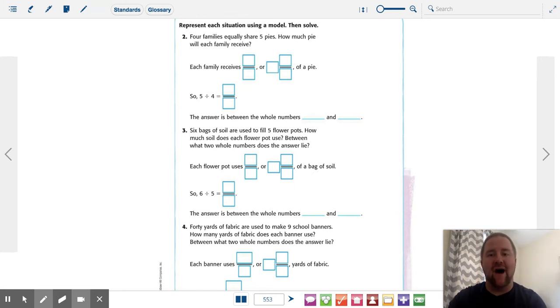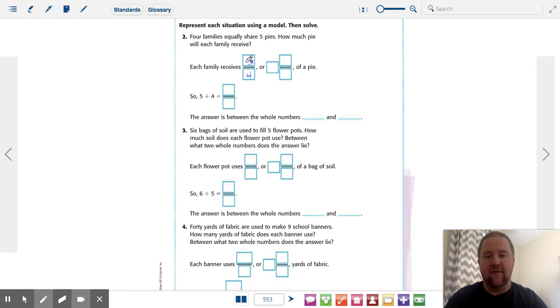So we have 5 pies and we have 4 families. Are we going to be separating the family to share, or are we going to be separating the pies to share? Right, we're going to be separating the pies to share. So that means 5 pies are going to be my numerator, and we're dividing those 5 pies by 4 families. Okay, so 5 over 4 is 5/4, which is also written as 5 divided by 4.